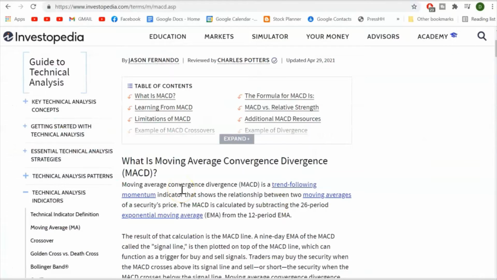Looking at Investopedia, the MACD is a trend following momentum indicator. In other words, it shows the trend up or down, and it oscillates back and forth around the 0 line. Usually it's calculated by a 26 and a 12 period moving average, and then it uses a 9-day EMA of the MACD as a single line. So when this crosses over, you can take a trade. The 9 EMA is the single line.